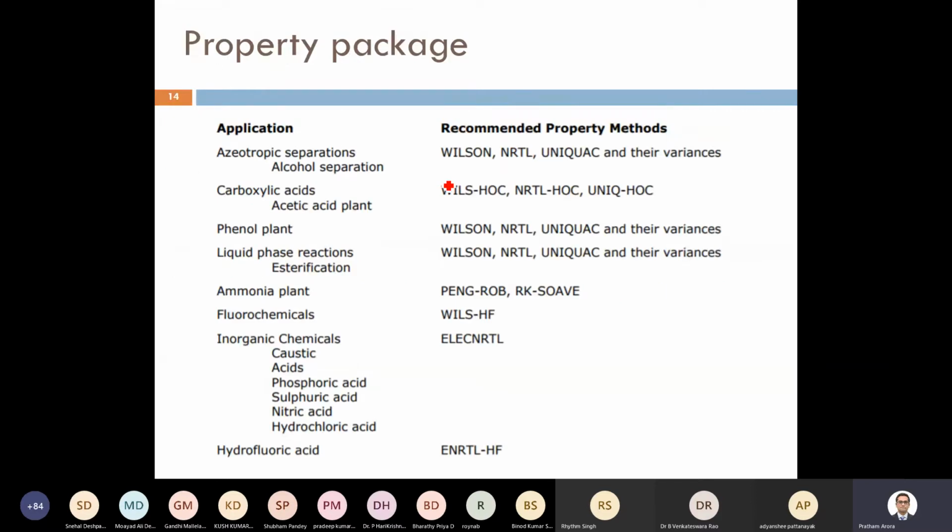And yeah, so we also have an inbuilt help module which can help us choose the type of equation. Like we have the different applications and what are the recommended property packages.